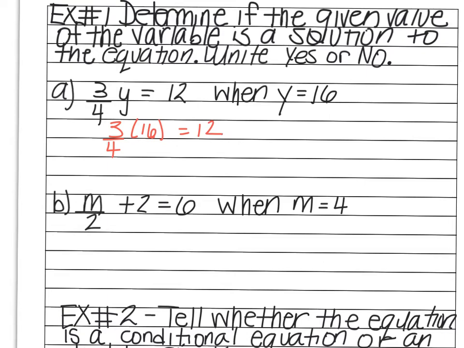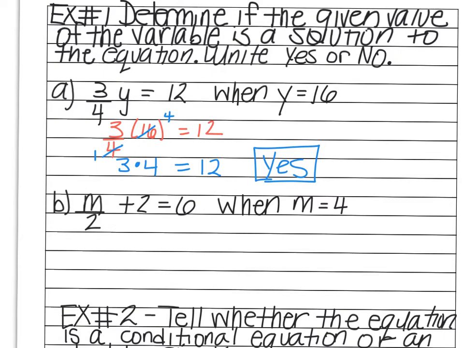So I can cross cancel. 4 goes into 4 once. 4 goes into 16 4 times. So I'd have 3 times 4 is, what do you know, 12. So this is true. So you would say yes, because it said to write yes or no. So yes, when y is 16, you get 12. So you're substituting 16 in for y.